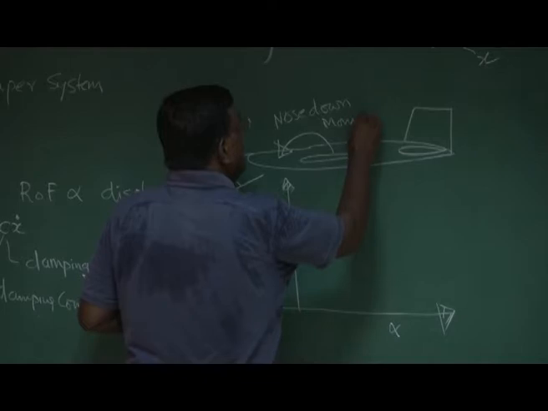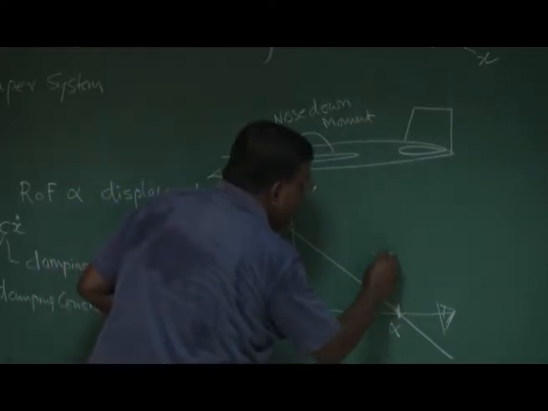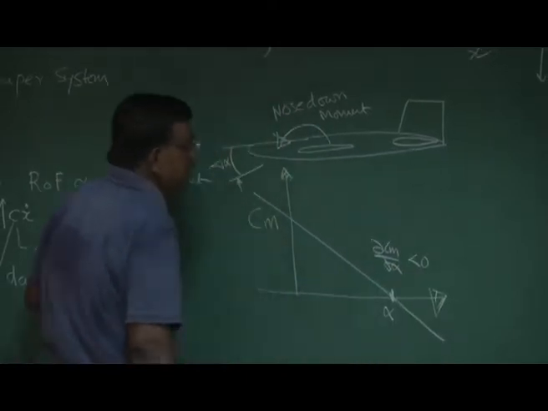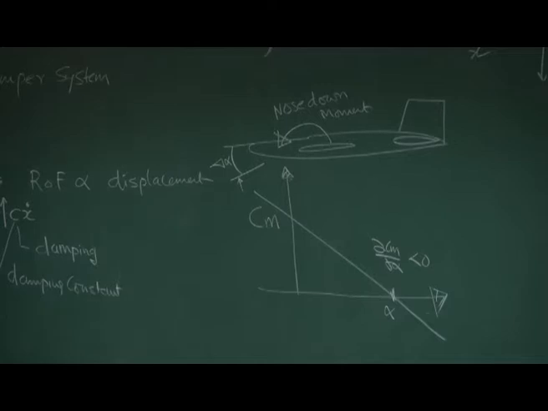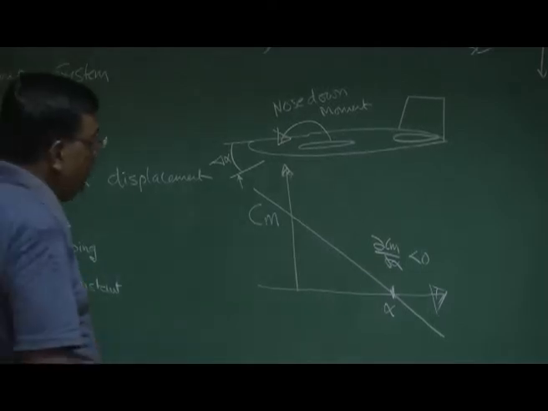We all know that, and that is how we draw Cm versus alpha, and the slope dCm by d alpha is negative, right? If at equilibrium dCm by d alpha is negative, we say the body is statically stable. No doubt about it. You can again cross check here.